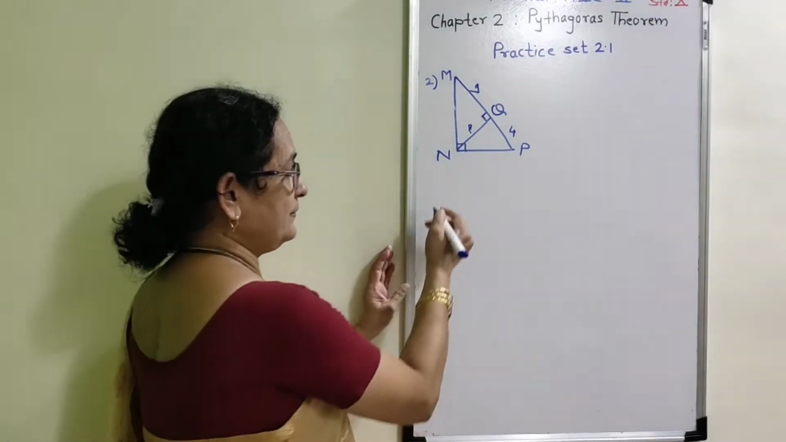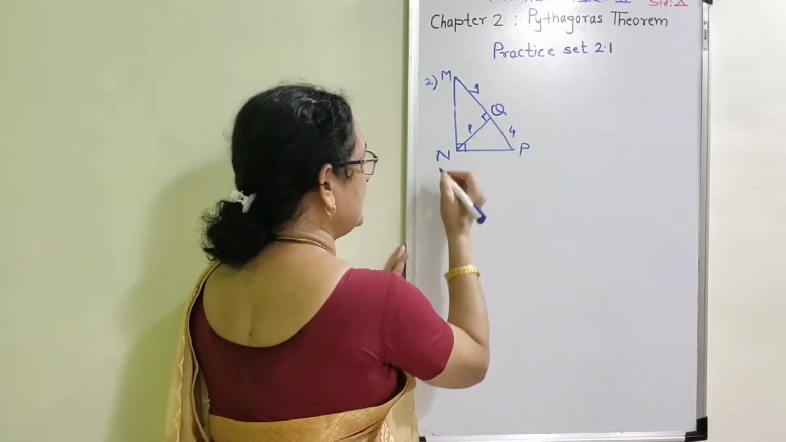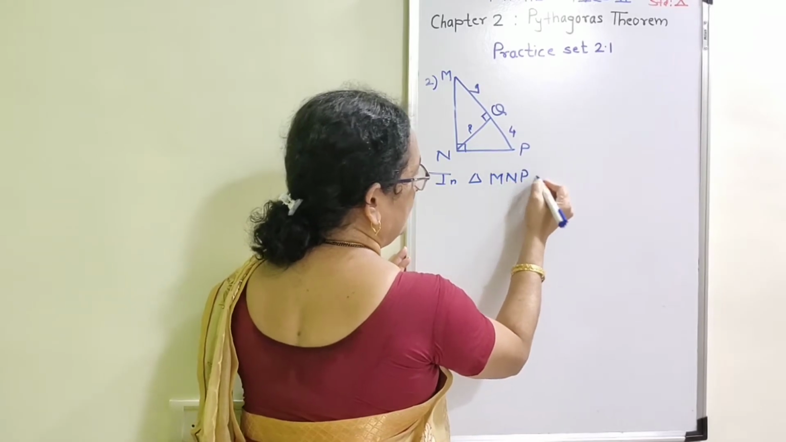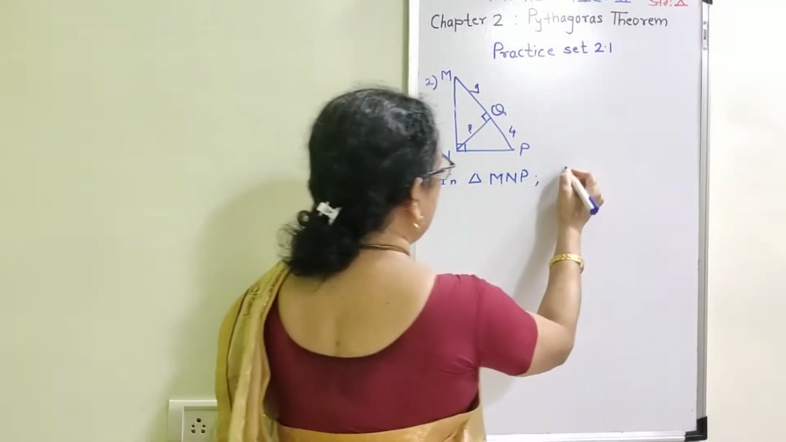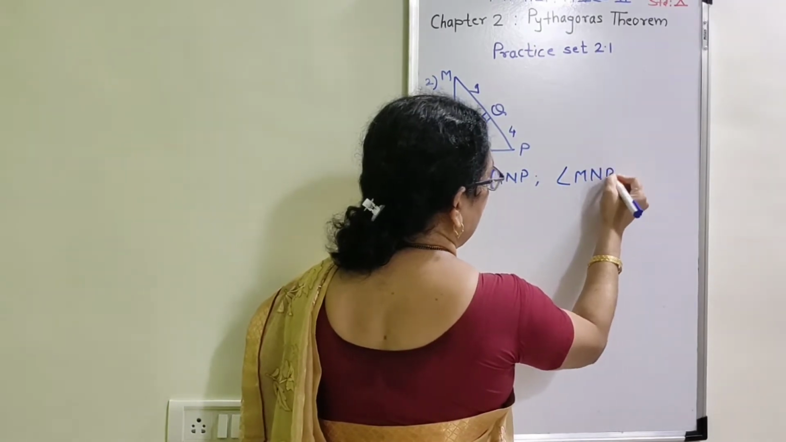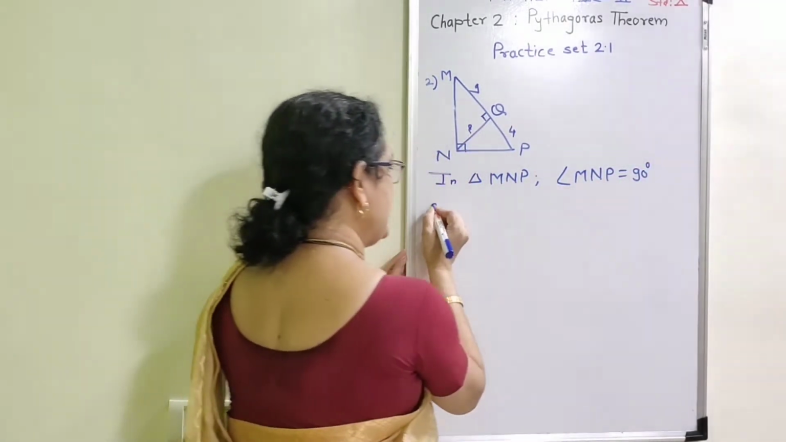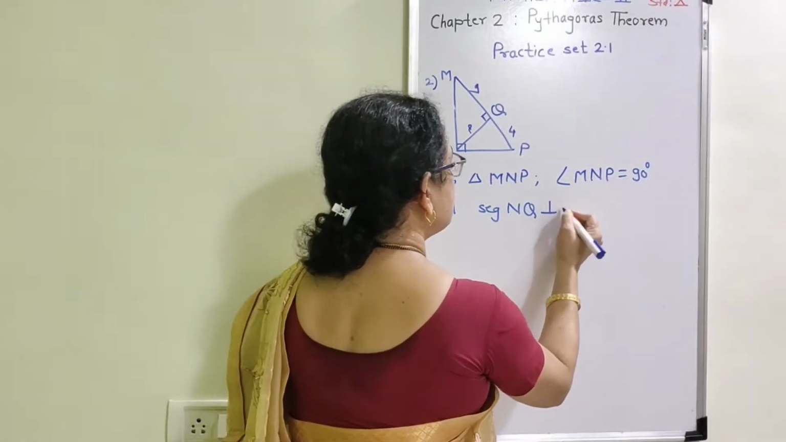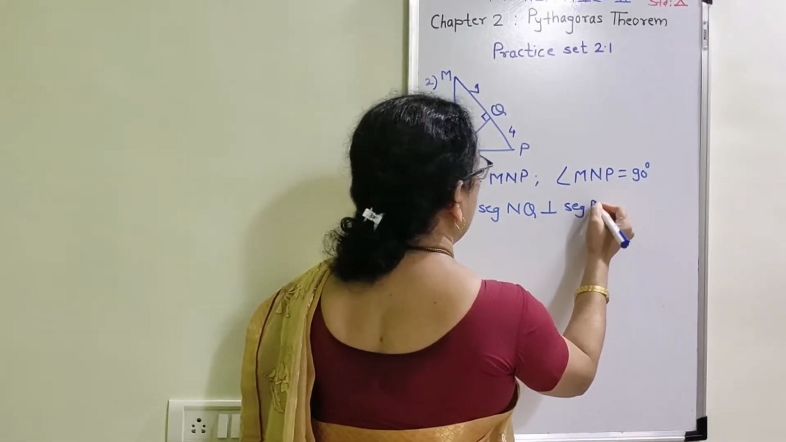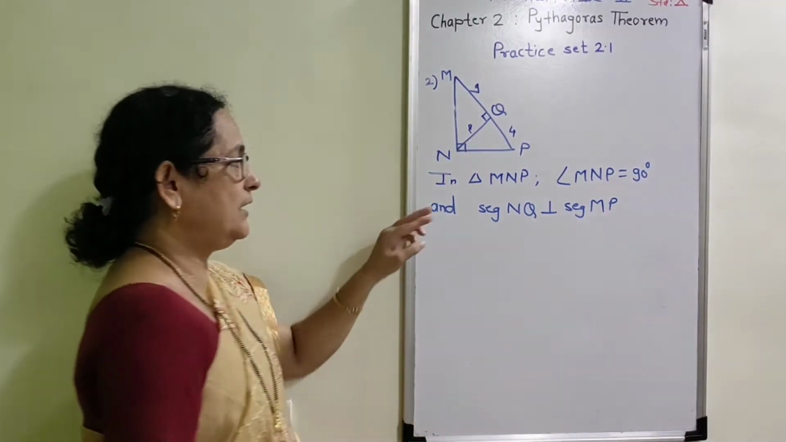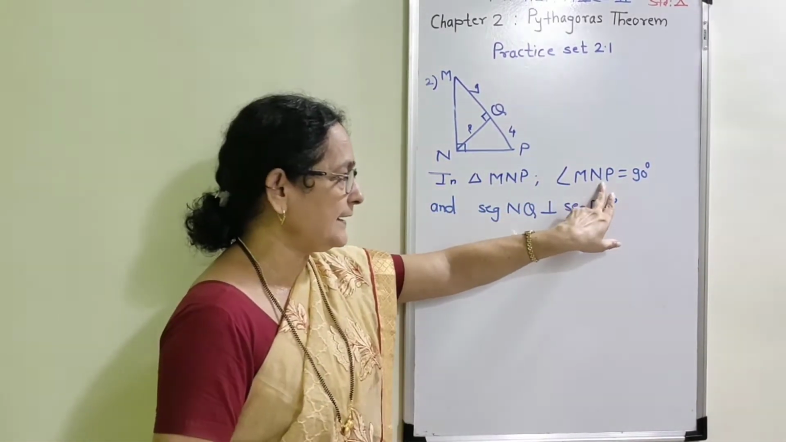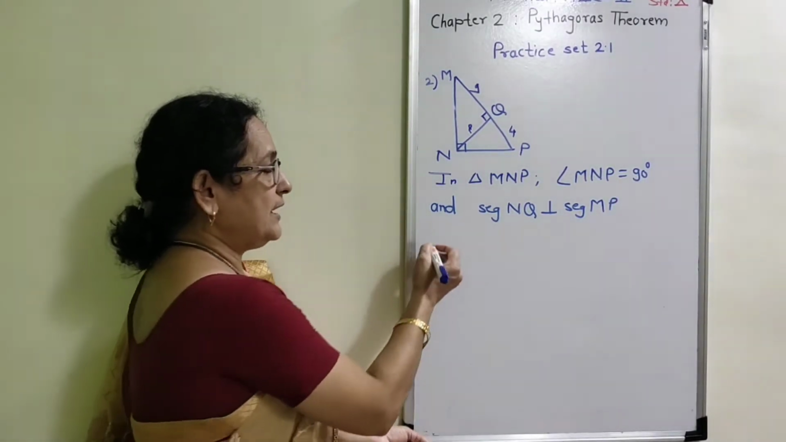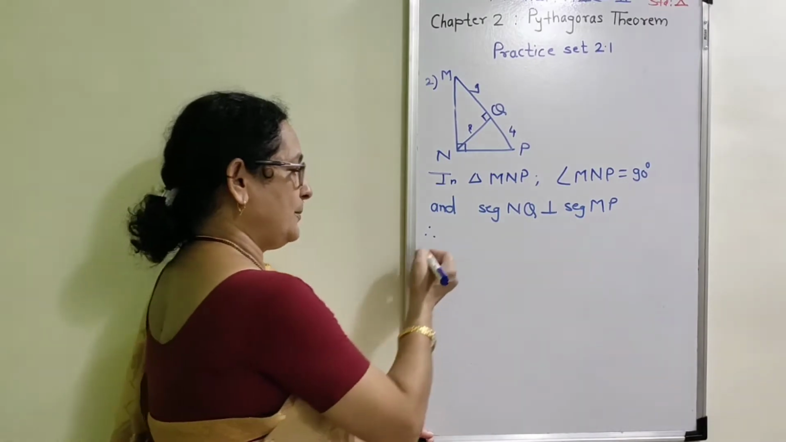But before that, what is the formality? Write the name of the bigger triangle, triangle MNP. Now write down which angle is 90 degrees. Angle MNP is 90 degrees, and the most important thing, that segment NQ is perpendicular to side MP. If in a right angle triangle there is a segment which is perpendicular to the hypotenuse, we are able to apply the theorem of geometric mean.